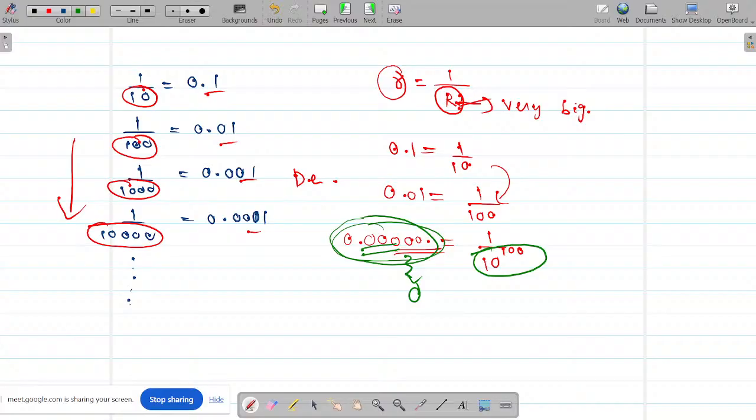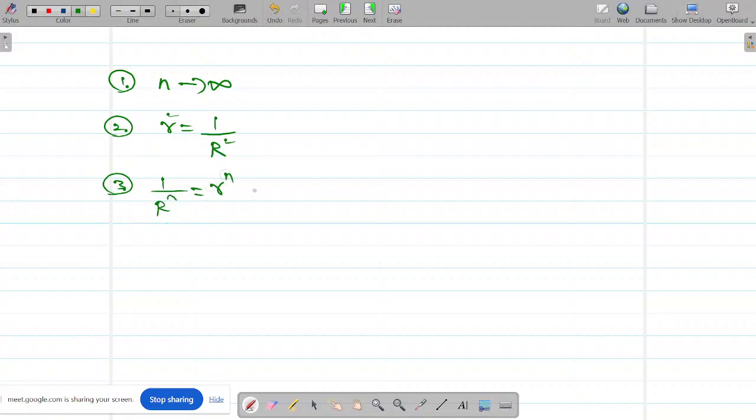Somewhere it comes. So far what we have done here is, I said n is large. Large means very large, it can be any number closer to infinity. So this is one condition. Second condition, I am taking r is equal to 1 by capital R. This is small r, this is capital R. So capital R is meant for very large. And third one, 1 by R power n, which is nothing but small r power n, tends to 0. You agree?